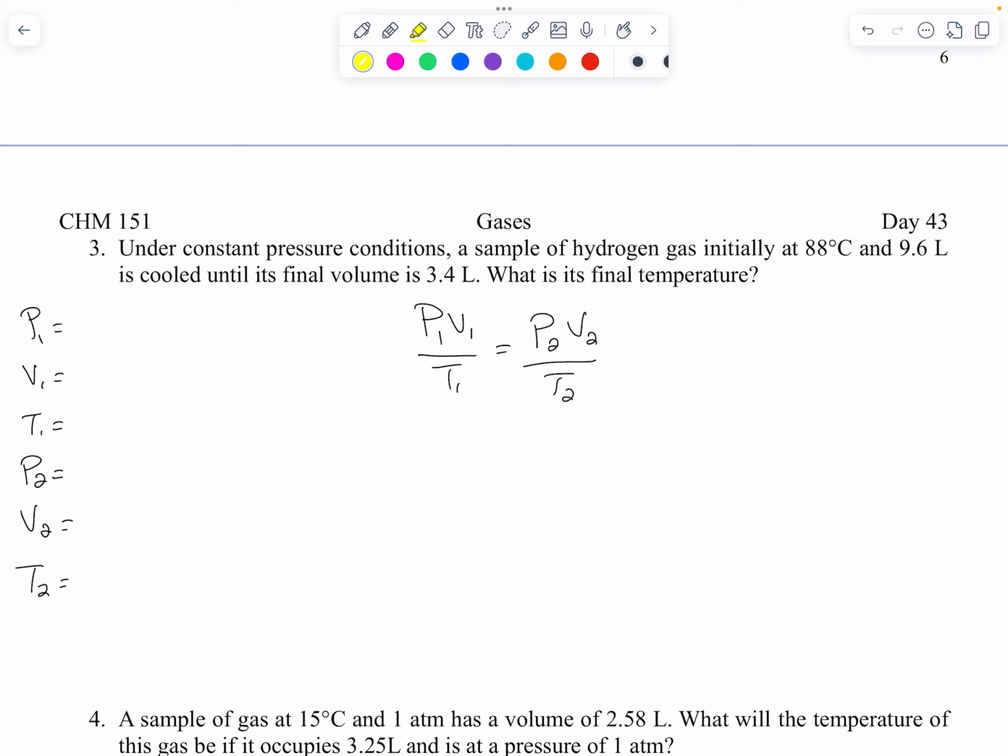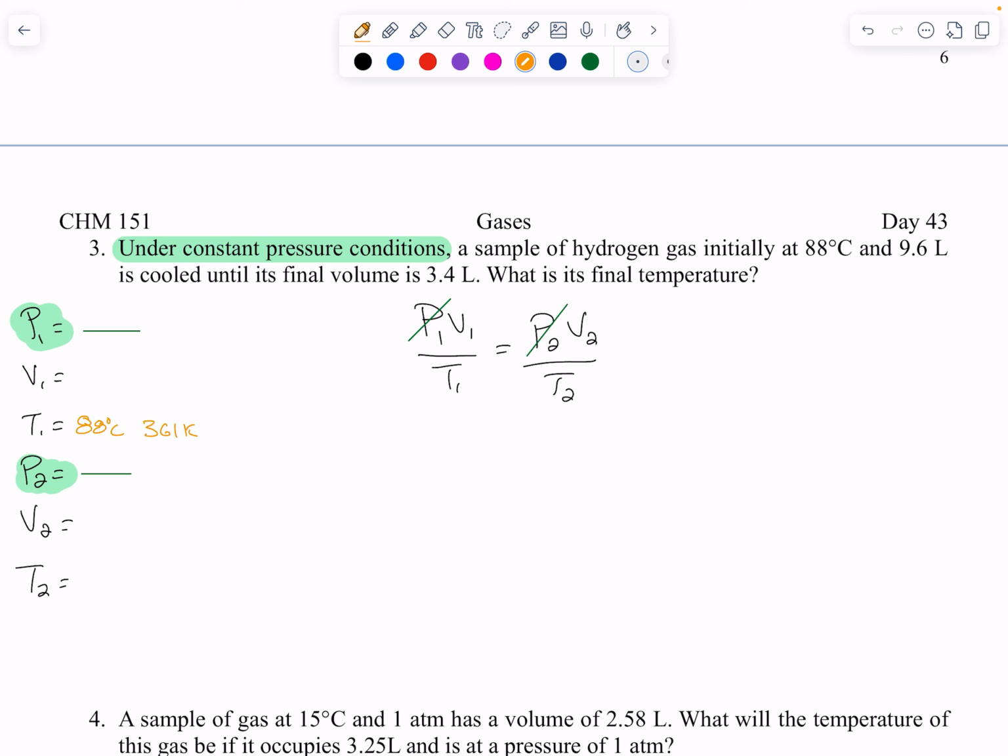All right, so what do we have here? Under constant pressure conditions. That means P1 and P2 are the same, so we don't need to worry about them. I'm just going to put a line for both of them, and P is gone. Sample hydrogen gas at 88 degrees Celsius. Can we keep it in Celsius? No, I have to do 88 plus 273 to give us 361 Kelvin.